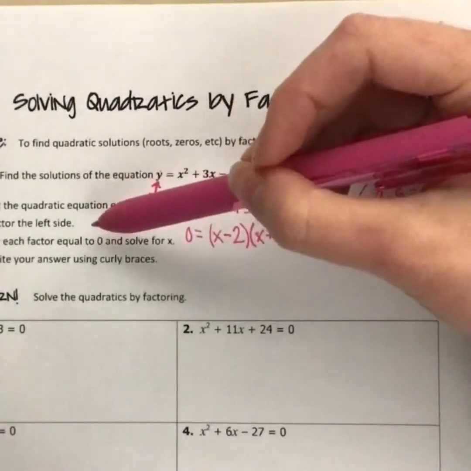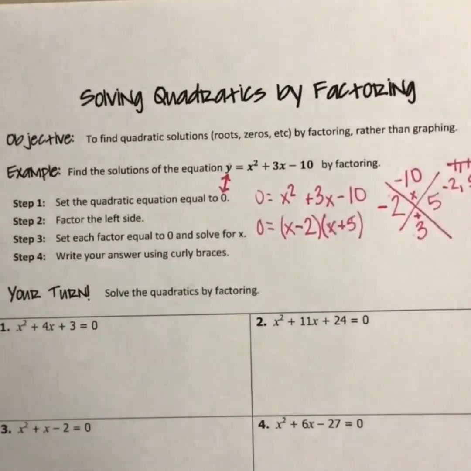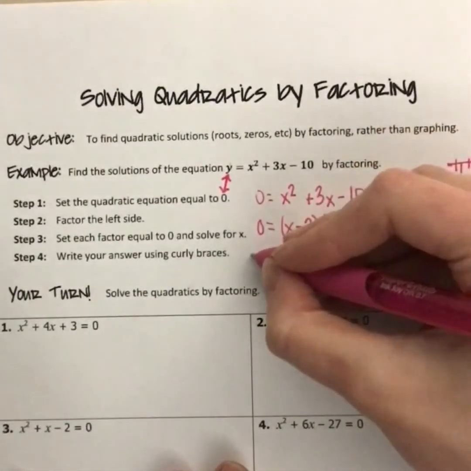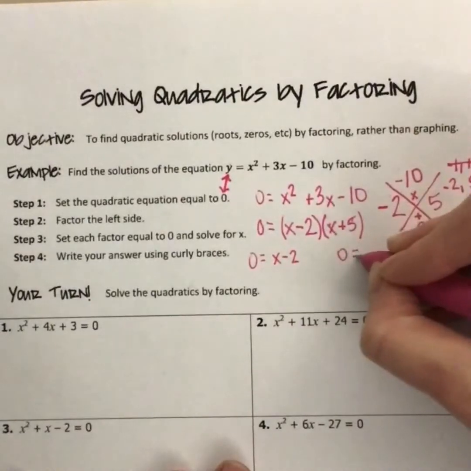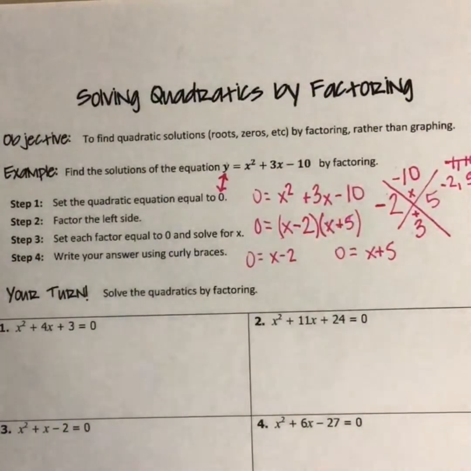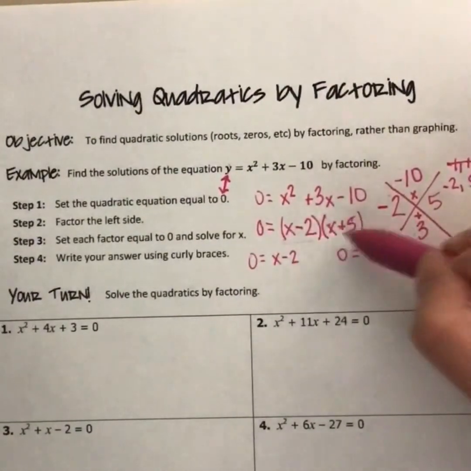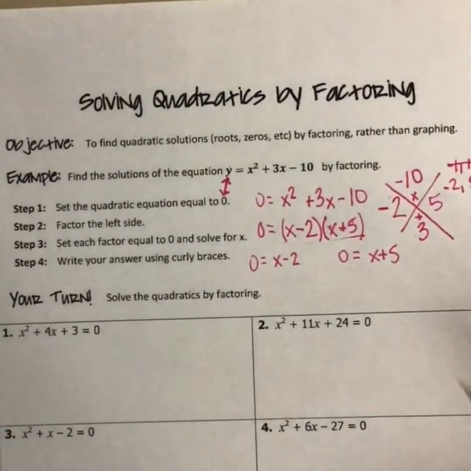Step 3 says that we set each factor equal to 0 and solve for x. There we go, step 3. Set each factor equal to 0, solve for x. So I have 0 equals x minus 2, and 0 equals x plus 5. Remember that each set of parentheses is going to be one factor for my trinomial. So we've set them both equal to 0.